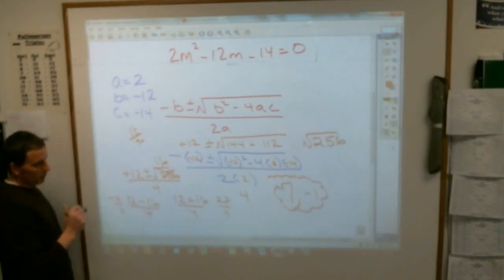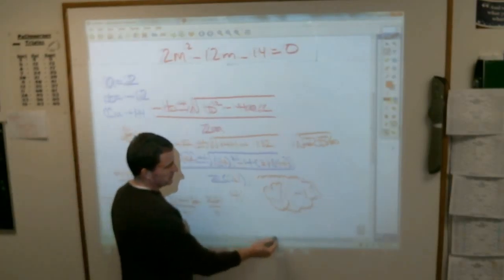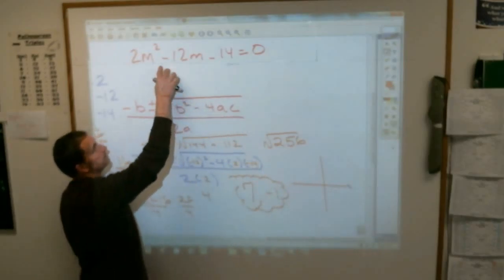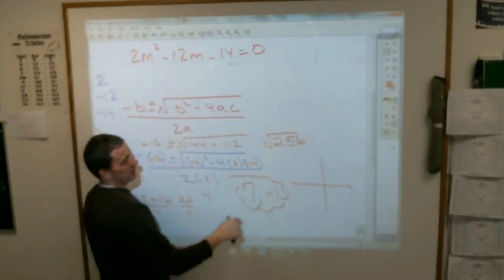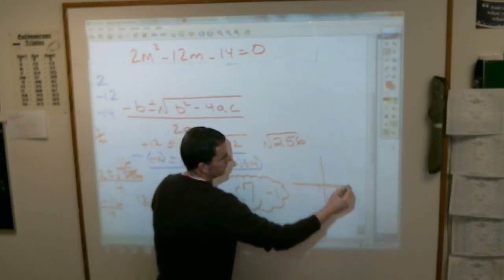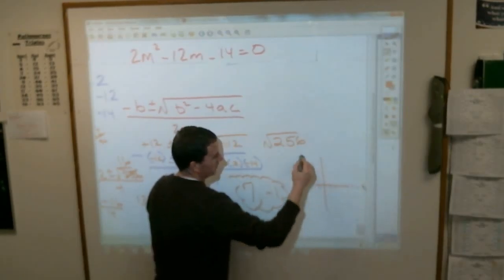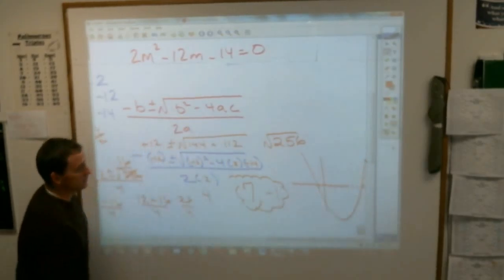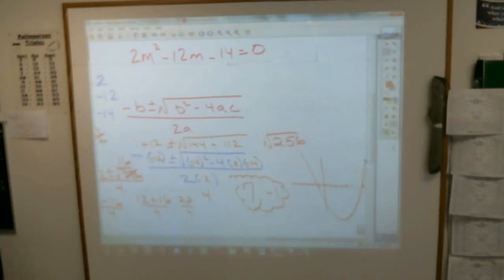And again, please don't forget what that means. If you were to graph this parabola, it would cross the x-axis at negative 1 and 1, 2, 3, 4, 5, 6, 7. Whatever that parabola looks like, it's going to cross at those two places. Those are the answers that you are looking for.